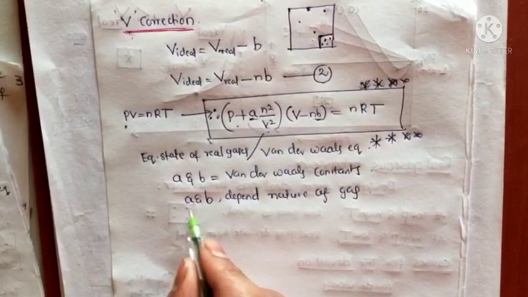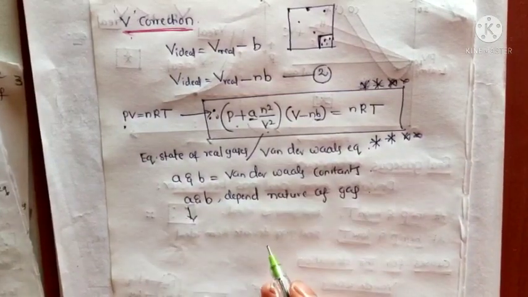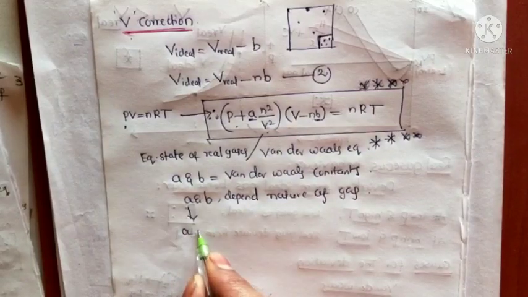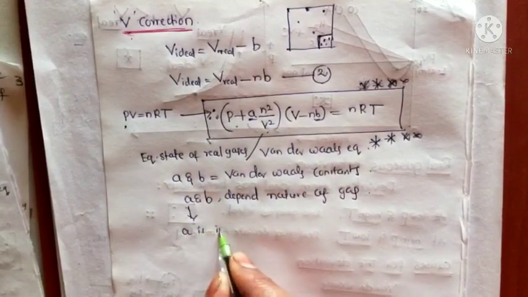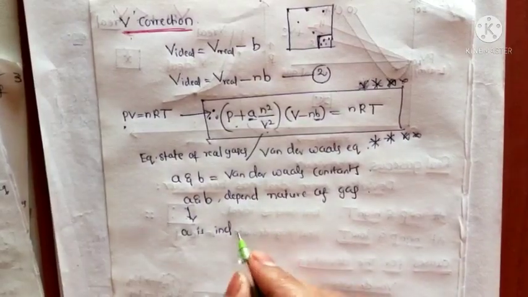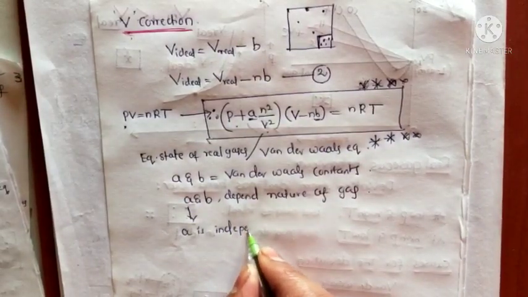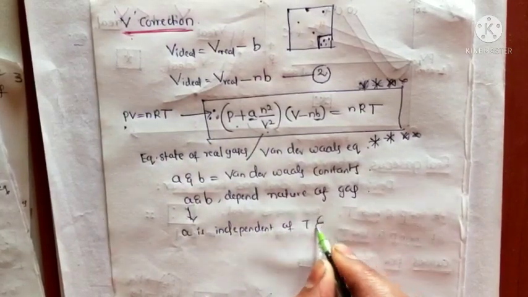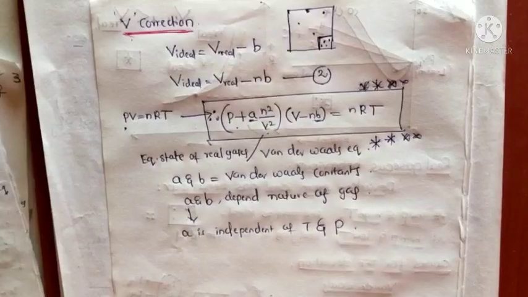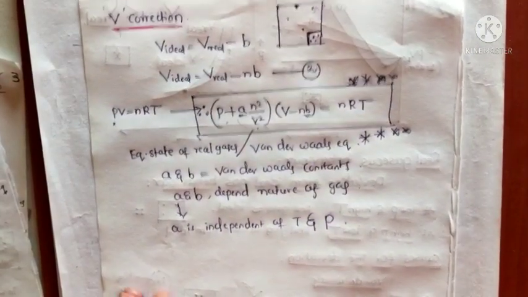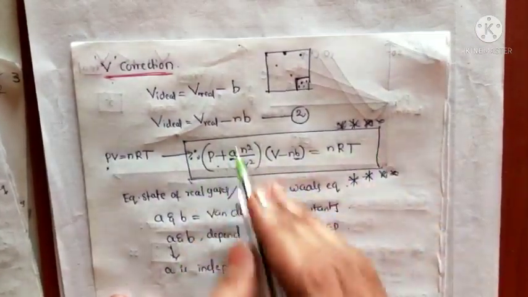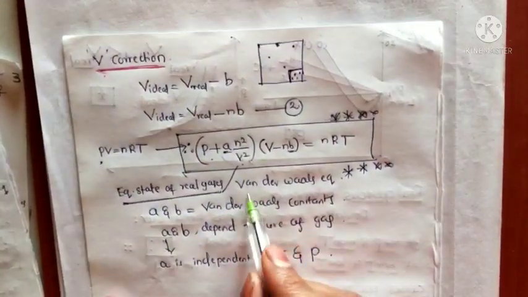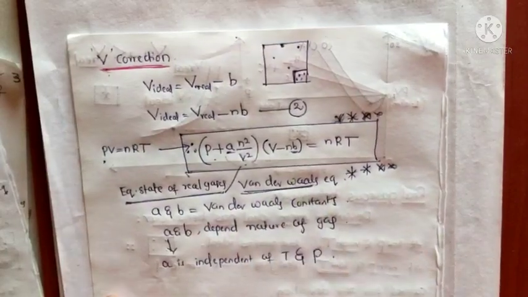In particular, a is the magnitude of intermolecular attraction forces. a is independent of temperature and pressure. So this is the information about the van der Waals equation. The van der Waals equation is nothing but the equation of state for real gases. It was deduced by van der Waals, that's why it is called the van der Waals equation.